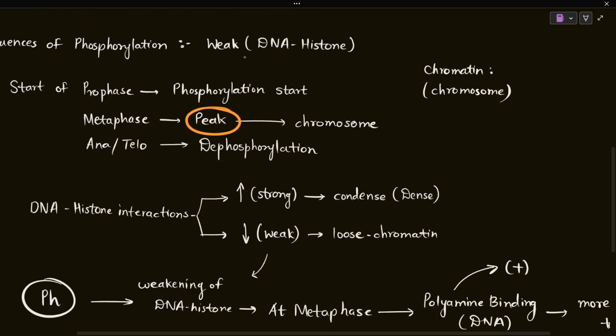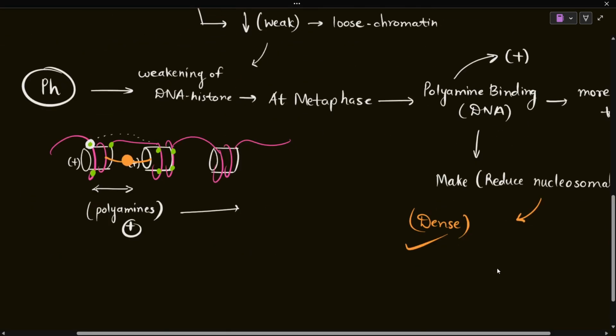So during prophase, the phosphorylation starts; at metaphase it reaches its peak, and at that point of time you will see the chromosome as a highly packed structure. Then during anaphase and telophase, you will see dephosphorylation, which restores the original chromatin form. So this is how histone phosphorylation works. That is why I told you at the start that histone phosphorylation is context dependent.